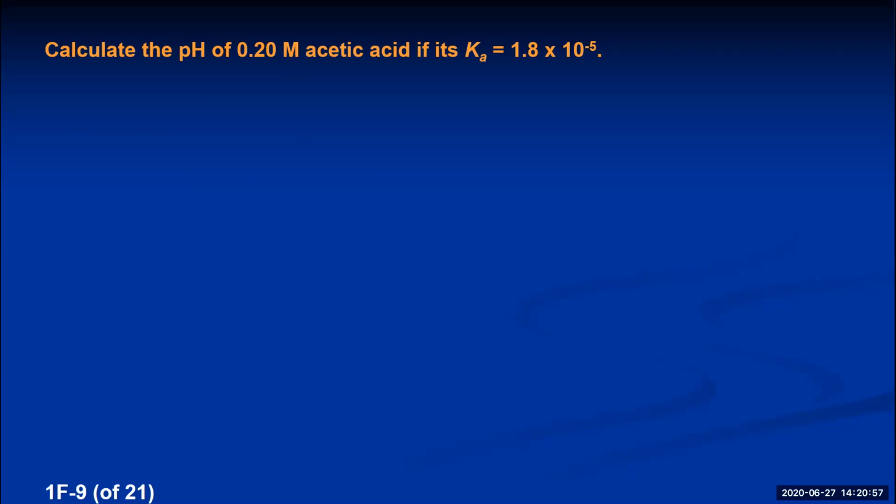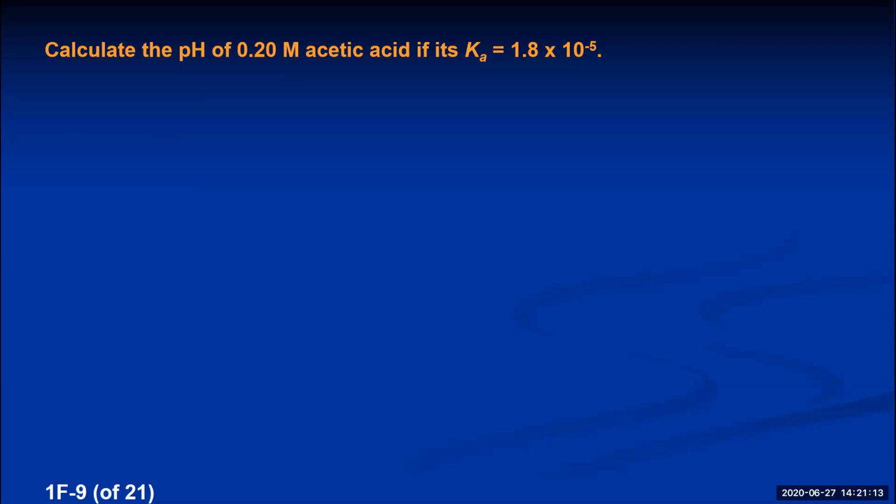If you want to try one of these on your own, let's see if we can calculate the pH of a 0.20 molar acetic acid solution if, from handout 3, its Ka is 1.8 times 10 to the minus fifth. And then I'll go ahead and do that. If you want to pause to see if you can first, that would be fine.